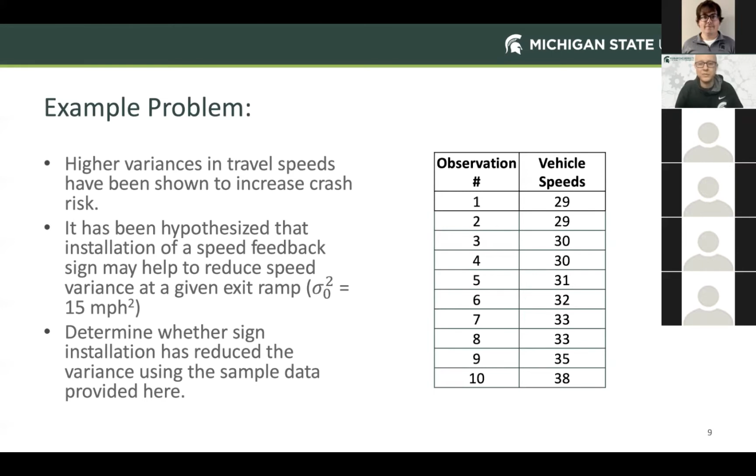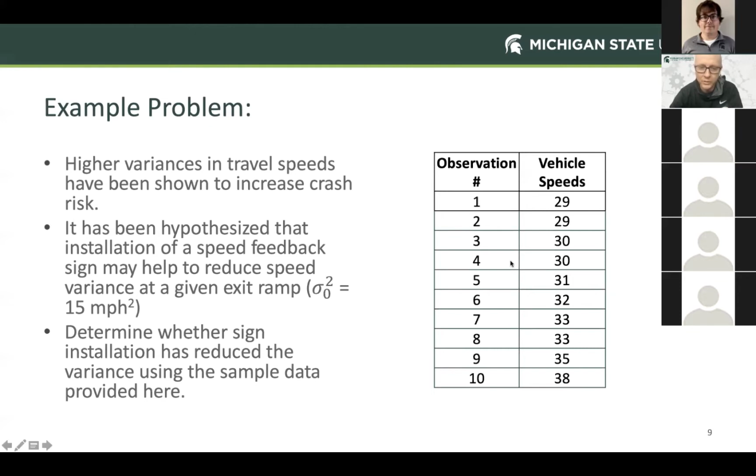Based on that, we've collected a sample of speeds from 10 vehicles, and we want to use the chi-squared test to determine whether or not that sign installation has reduced the variance in the sample data from this field study as compared to that 15 mile per hour squared variance reference value we're comparing to, okay? We've got observations here that are sorted in ascending order. It doesn't necessarily imply that there's any specific order or need to do that. That's just the way that I've set the data up in this context for everyone's reference.